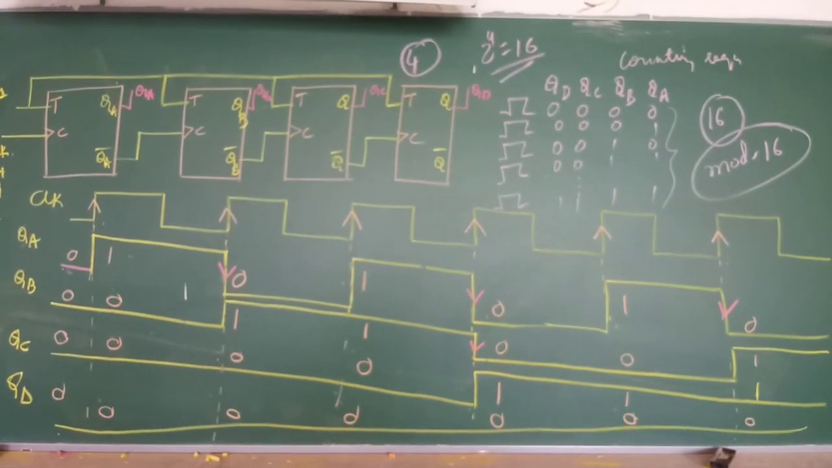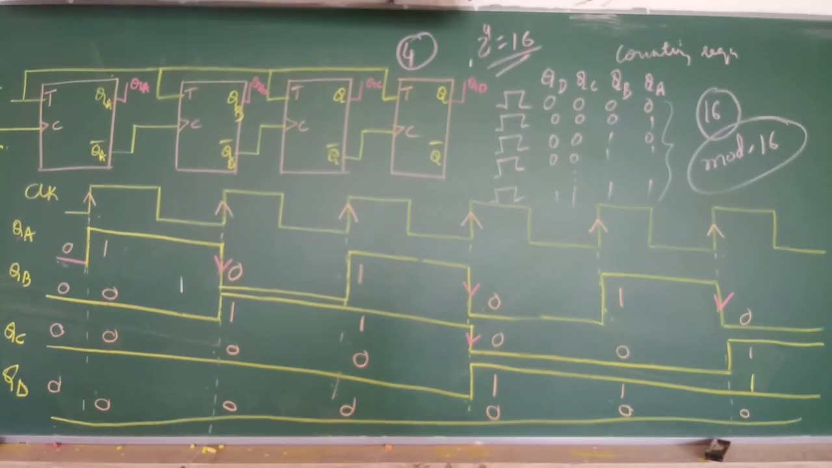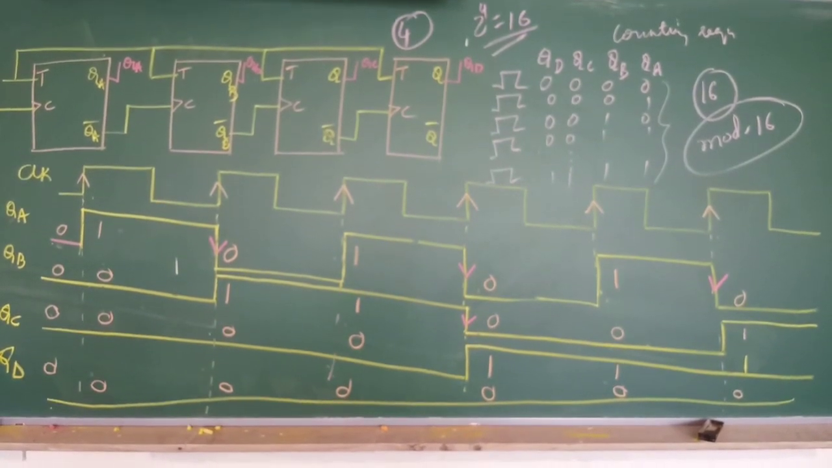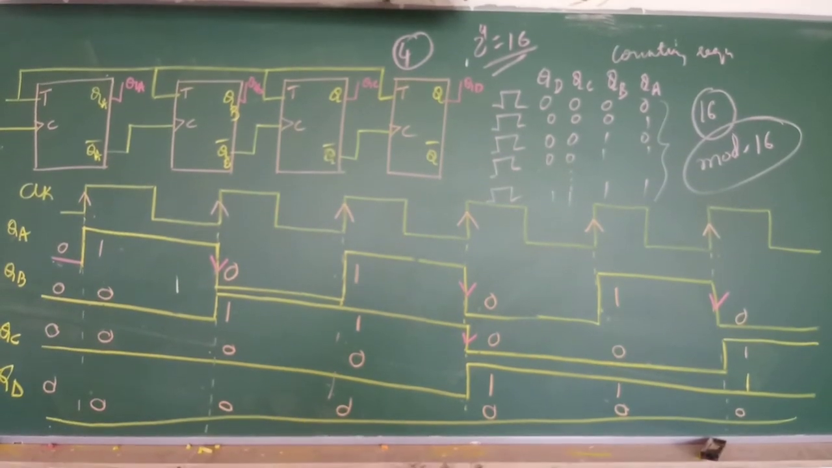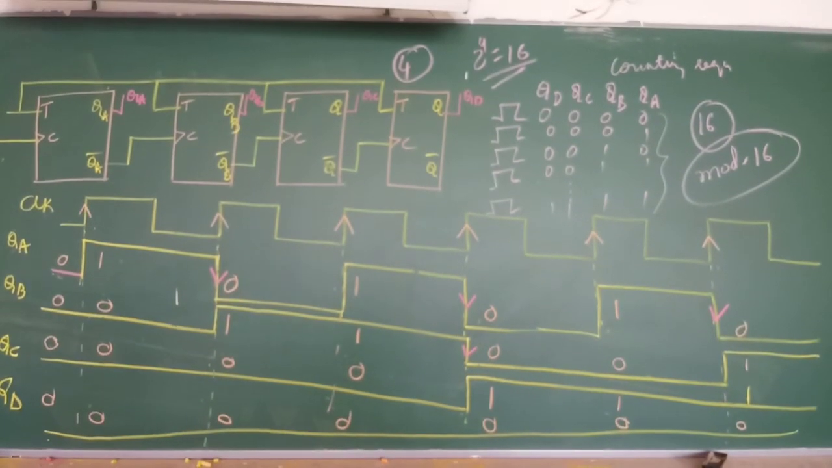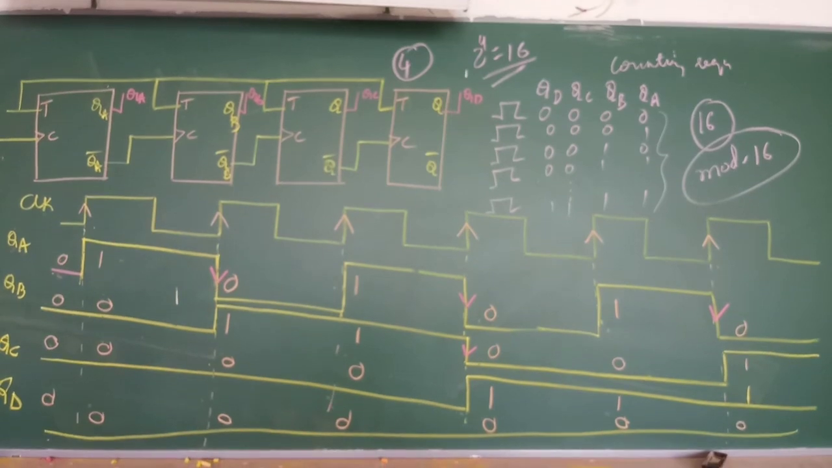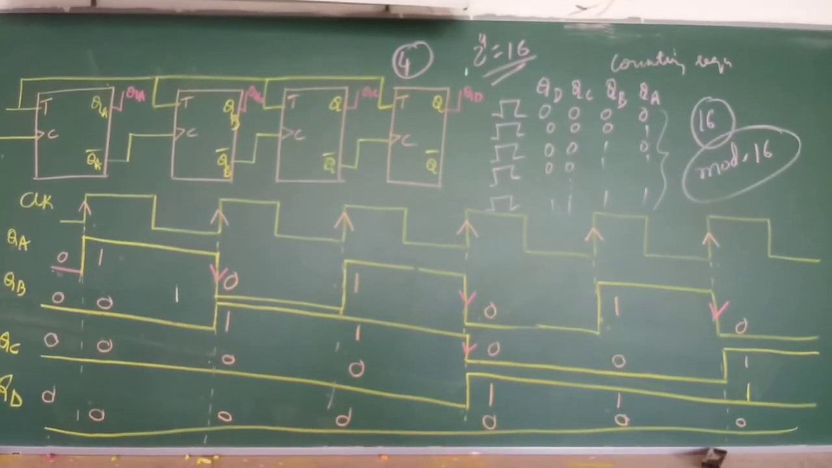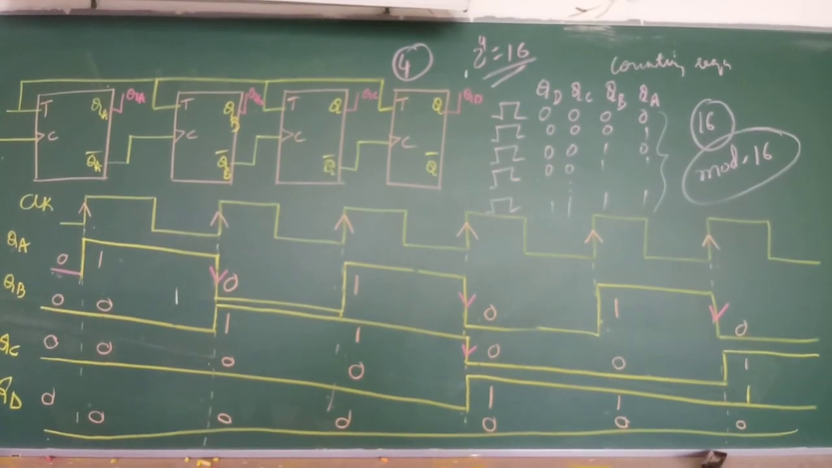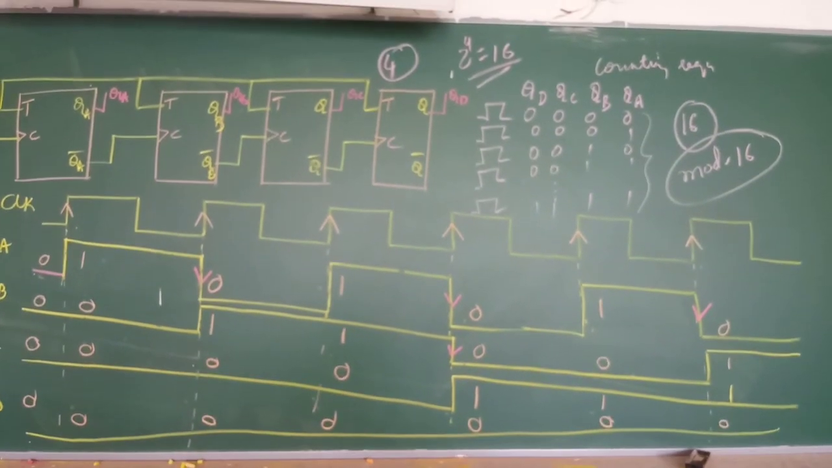You can continue writing the clock pulses for some more cycles, then you will be able to get all the counting sequence. But in the exam, it is not required to write all 16 counting sequences in the timing diagram. Like whatever I have written, you can take some 5-6 clock pulses and draw the timing diagram. You can write the counting sequence. That is enough. You need not write the timing diagram for all the 16 sequences.